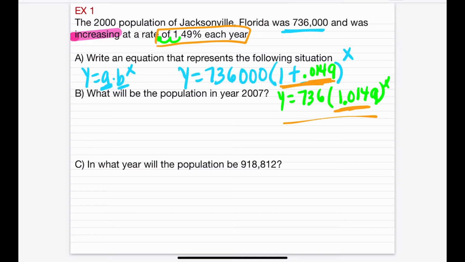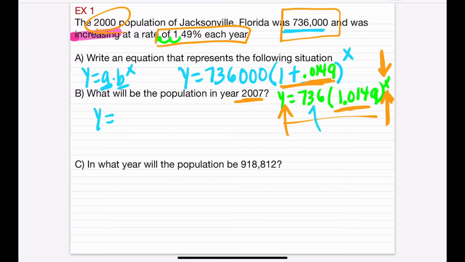Part B, what will be the population in the year 2007? So if you go back to the problem, 736,000 was the population in the year 2000. So they were asking you for the population in the year 2007. So you have to ask yourself, how many years have gone by? And the answer is 7. And if you remember from the last slide, the x represents the time, so the lapse in time, and the y represents the total amount. So if we plug in a time, we should be able to get the total.